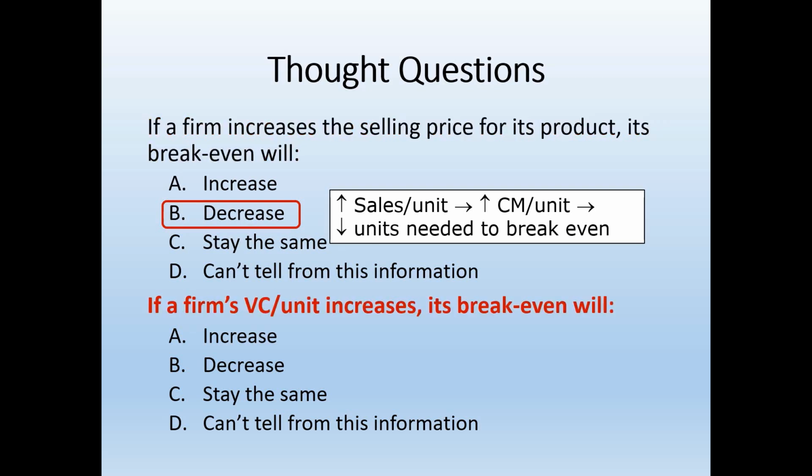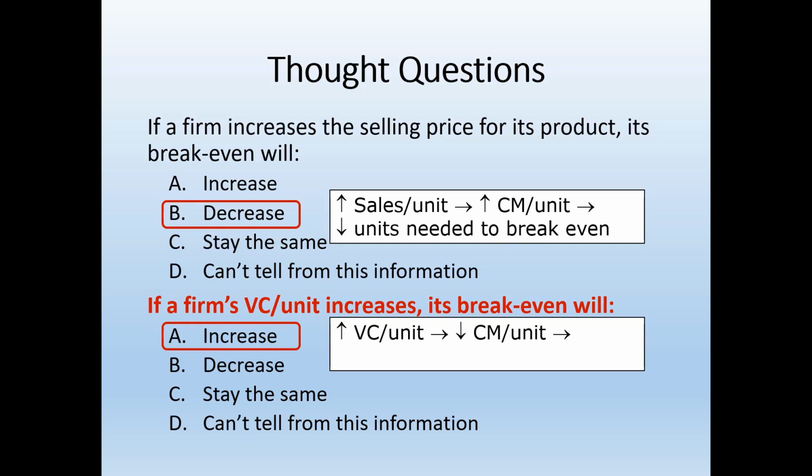What if the firm's variable cost per unit increases? What will happen to break even? That makes sense. The break-even will increase. As the variable cost per unit increases, it means that each unit contributes less toward covering the firm's fixed costs and any target profit. Therefore, the firm will need to sell more units just to break even.